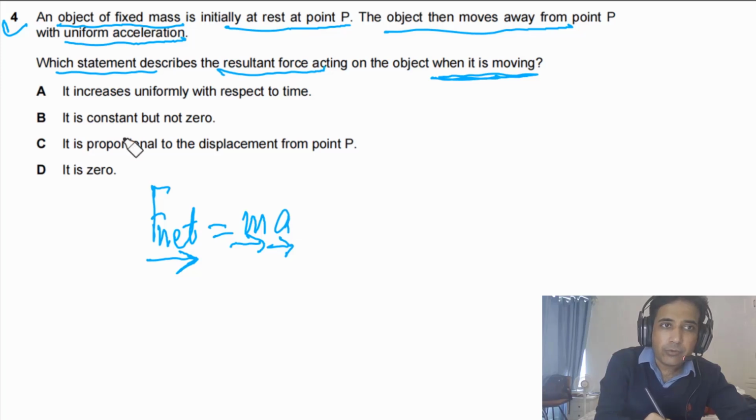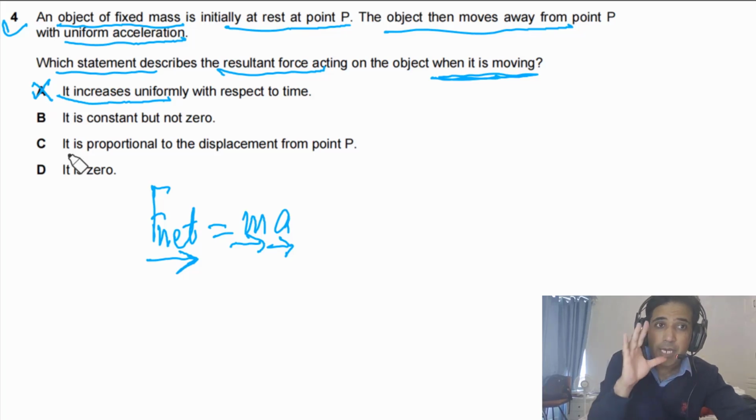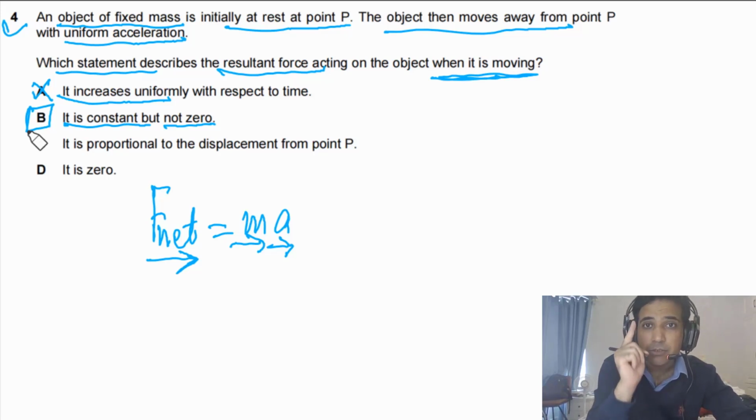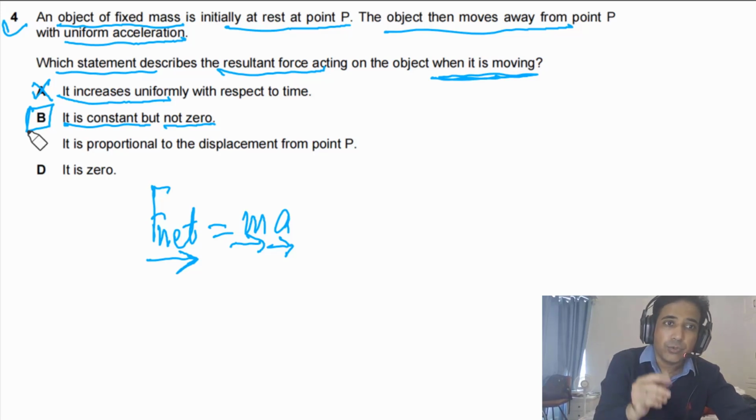So if you look at given options, it is given to us it increases uniformly. This is not possible. It is increasing. It has to be constant. Uniform acceleration means that acceleration is constant. It is constant but not zero. Yes, this is possible answer. It is not zero because acceleration is not zero. So resultant force is also not zero, but resultant force is constant. So B is possible answer.